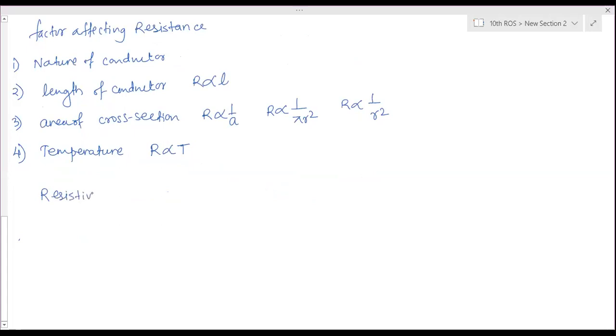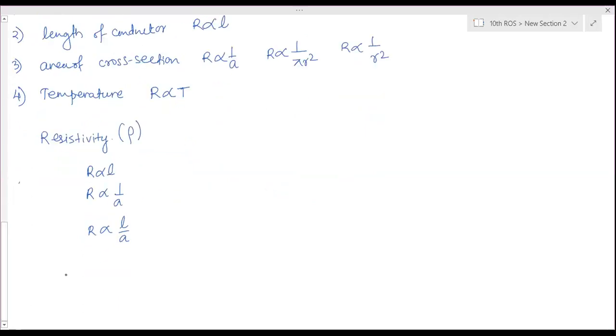What is the definition of resistivity? The rate at which a substance opposes flow of current. That's not the definition. The resistance of the conductor is directly proportional to the length of the conductor and inversely proportional to the area. The resistivity of a substance is equal to the resistance of a conductor of length 1 unit and area of cross section 1 square unit.